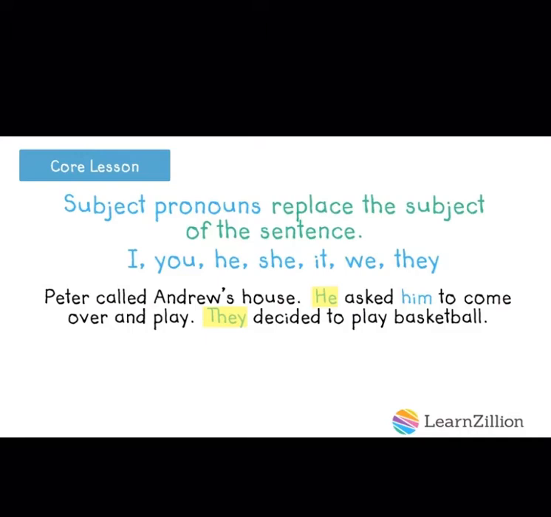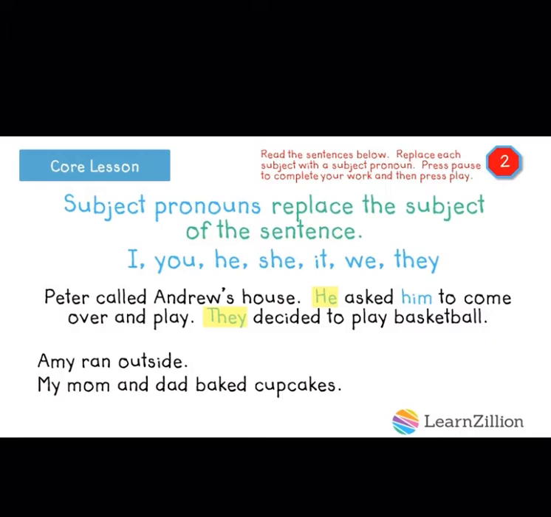Now you try. Read the sentences below. Find the subject of each sentence and replace it with a subject pronoun. Press pause to complete your work and press play when you are ready to check. Welcome back. In the first sentence, Amy ran outside. The pronoun she would be the best choice to replace Amy because Amy's a girl. She is the subject pronoun for a girl. In the second sentence, my mom and dad baked cupcakes. The subject pronoun they is the best choice because they means more than one person, but not including yourself.